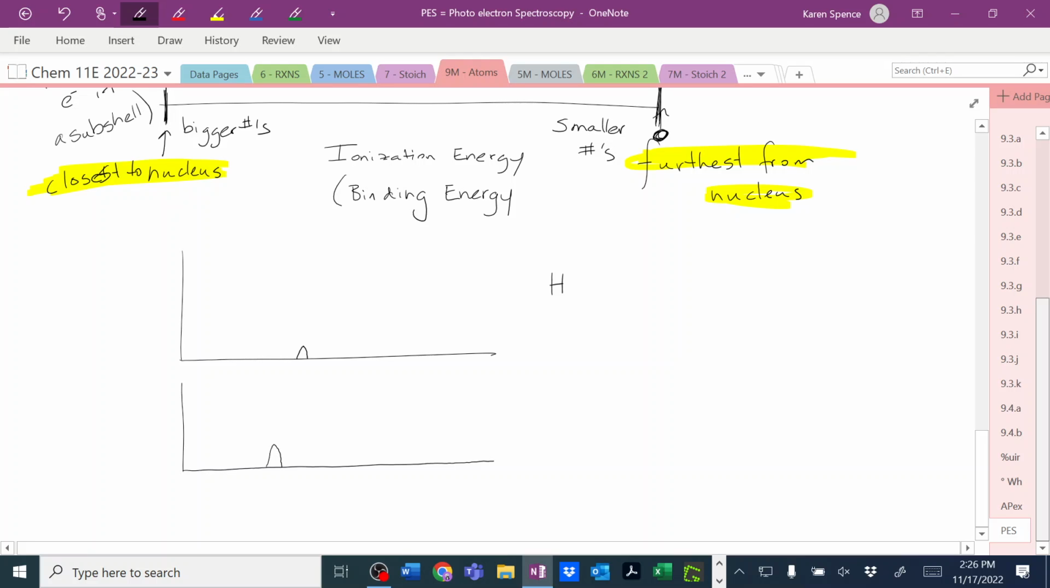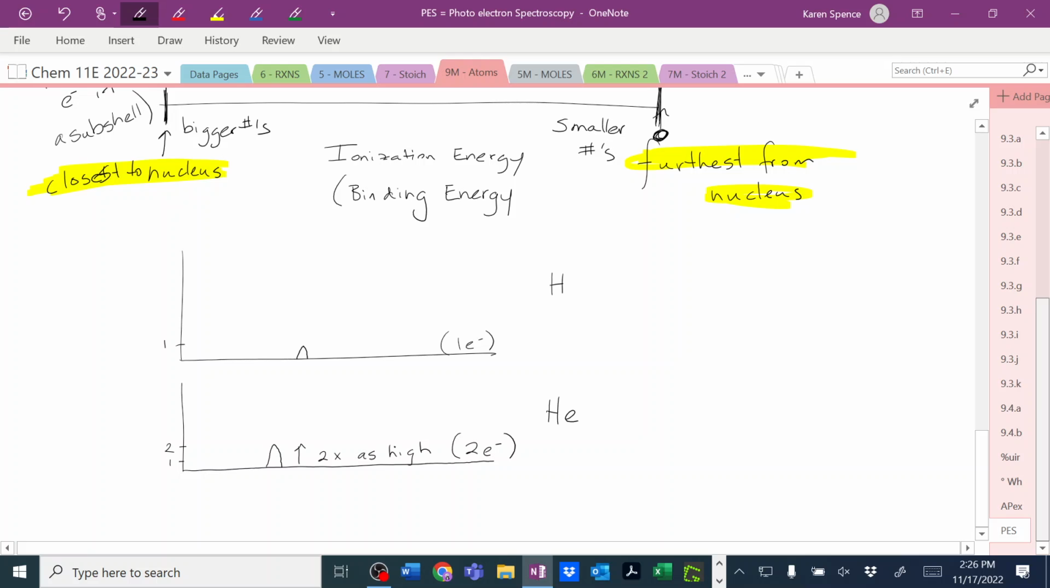So what happened when we went from hydrogen to helium? We have 2 times as many electrons, so the height is twice as high. Let's call this 1 here, and then we have 1, 2. Twice as high, because there's two electrons, and up here we just had 1 electron.